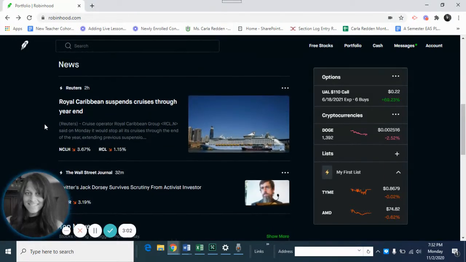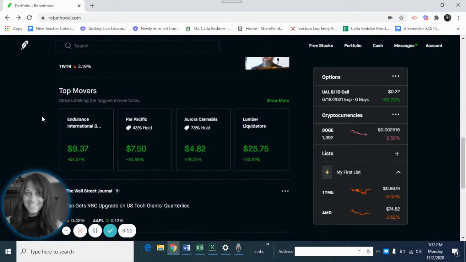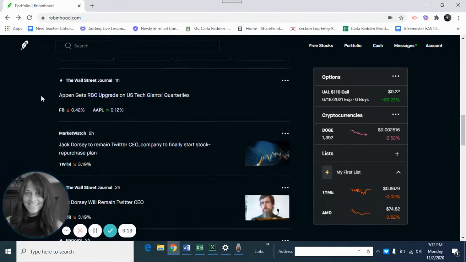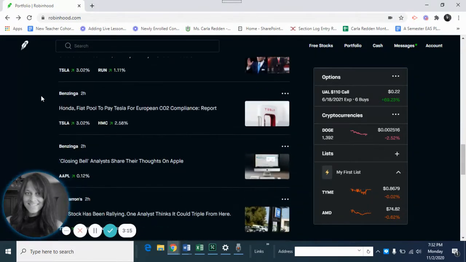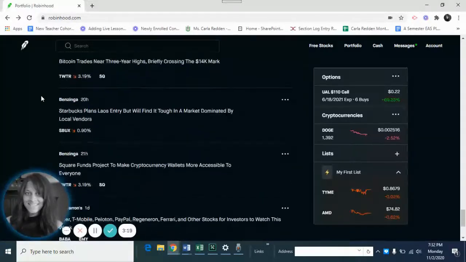So if you continue scrolling down, you'll notice that there's news. They give you the news here, especially related to the stocks that you've purchased or are in your watch list. And so they'll tell you the top movers for the day. And again, just some good news to help inform your choices or decisions.